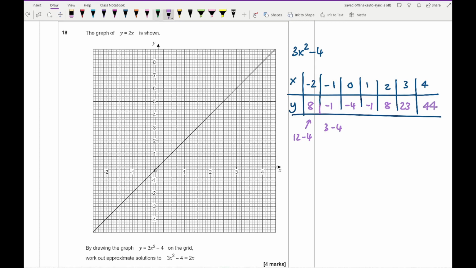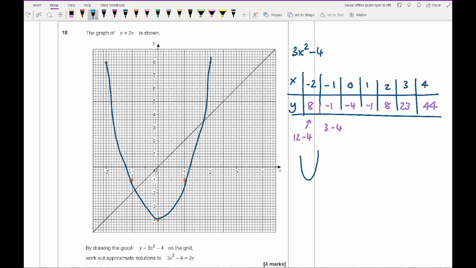Now all that's left for me to do is plot these values. So at minus 2 it's at 8, which is here. Minus 1 is minus 1, which is there. At 0 it's at minus 4. At 1 it's at minus 1. At 2 it's at 8. And obviously with 3 being 23 I can't plot that, so that's my graph here. All that's left is to join these points up with a smooth curve. Obviously yours should be a lot more accurate than mine, but it does need to be a smooth continuous curve, and it definitely needs to be a U shape.